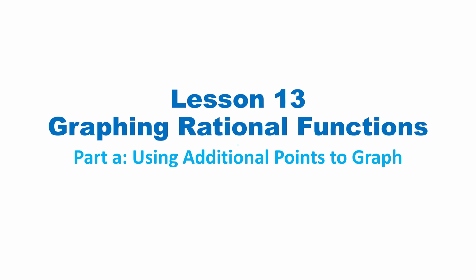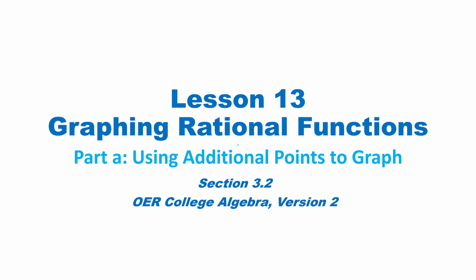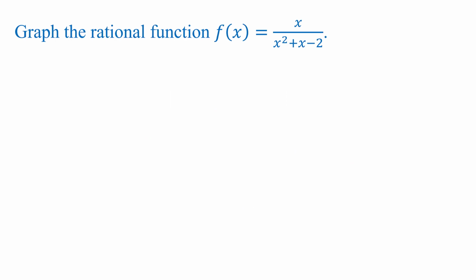In Precalculus Lesson 13, we continue graphing rational functions using intercepts and asymptotes and adding additional points where necessary. This lesson is from section 3.2 in the college algebra textbook. The first function we'll be graphing is f of x equals x over x squared plus x minus 2.